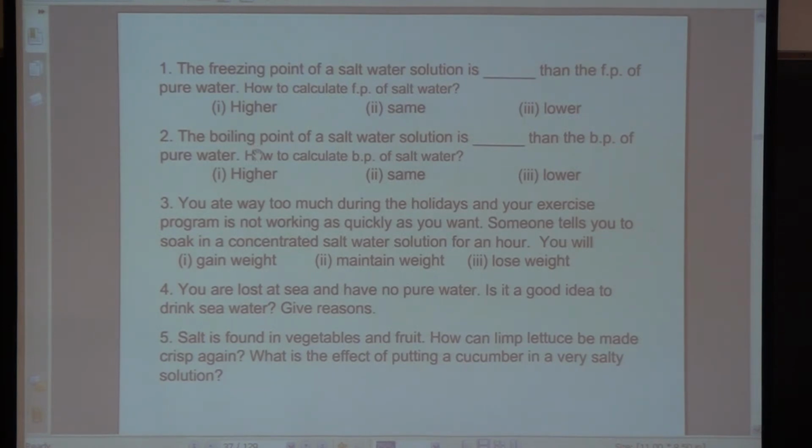Question 2, the boiling point of a salt water solution, is it higher, the same, or lower than the boiling point of pure water? Yeah, higher. We talked about that when we were cooking spaghetti. Okay, here's part C. You ate way too much during the holidays, and your exercise program just isn't working as fast as you want it to. Someone tells you to soak in a concentrated salt water solution for 1 hour. Will you gain weight, maintain your weight, or lose weight? Lose weight.